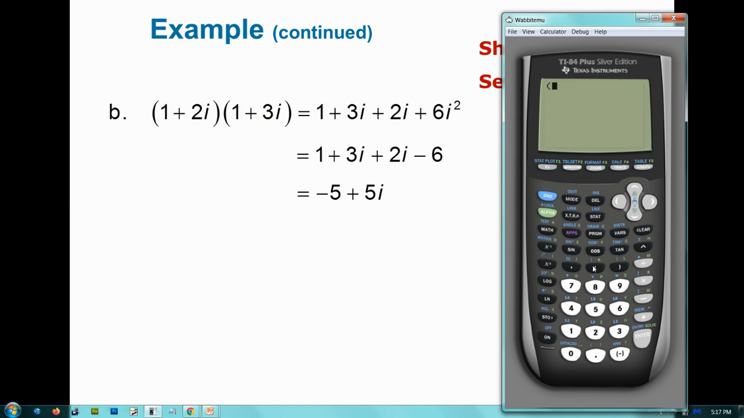So in parentheses, what have I got here? 1 plus 2i. 1 plus 2. Now, where do I find i? It's the second function of the period key. Second function, period, is my i. Close parenthesis, open parenthesis. 1 plus 3i. 1 plus 3, second function, the period key, close it up. Hit enter. I like it. Yeah, negative 5 plus 5i, calculator's right on.